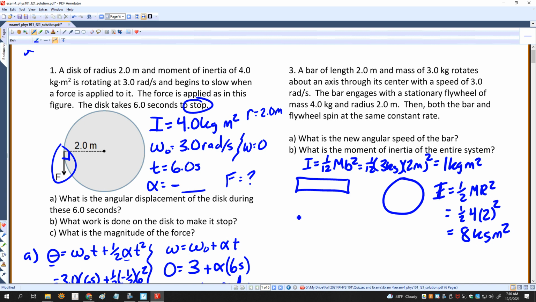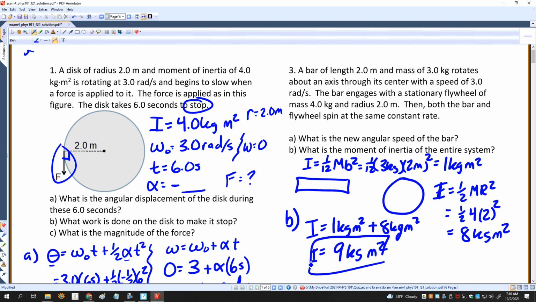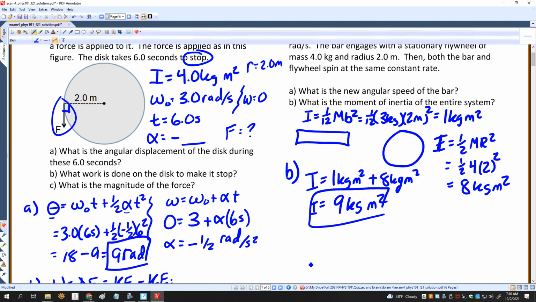And look, so that's actually part B. To find for part B, let's go ahead and do that. What is the total moment of inertia? It's just going to be the sum of these. So 1 kilogram meter squared, that's for the bar, plus 8 kilogram meters squared, that's for the disk. That's 9 kilogram meters squared. You have to find that en route to the first part anyway. And then what is the new angular speed of the bar?